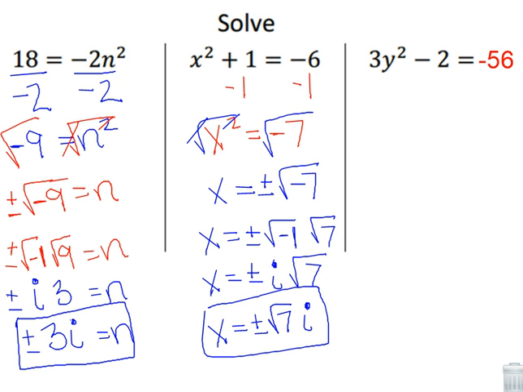All right, and let's try our last one. Oh, big one. So let's add 2 to both sides, kind of working from the outside in.